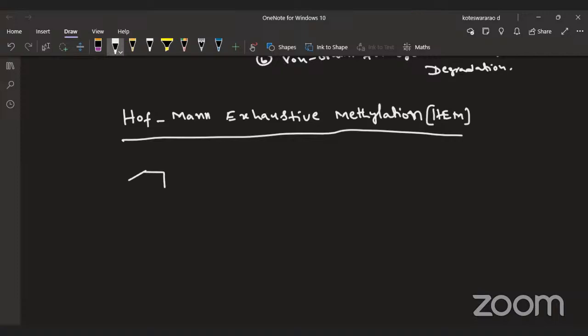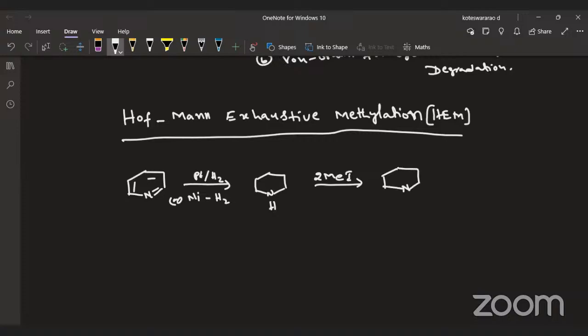If a pyridine-like structure is present in the alkaloid, it is subjected to reduction, catalytic hydrogenation. Then it leads to the formation of a saturated heterocyclic, which contains a secondary amine. Then it is treated with methyl iodide, and N-methylation takes place. Then it forms a quaternary ammonium salt. The positive charge is stabilized by the iodide ion.